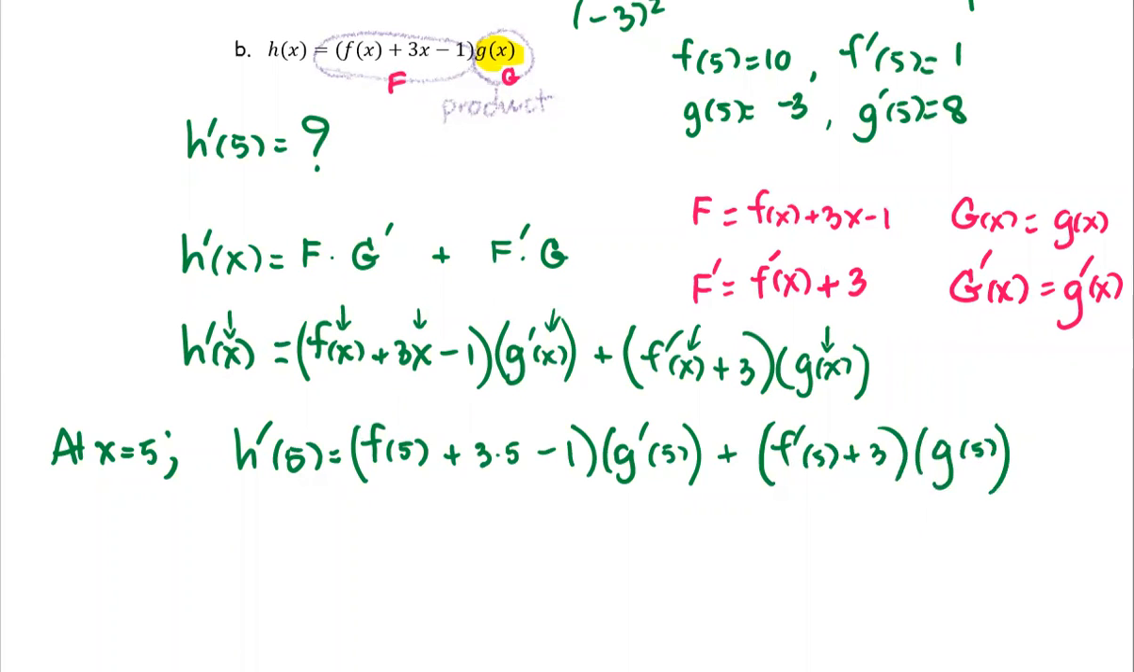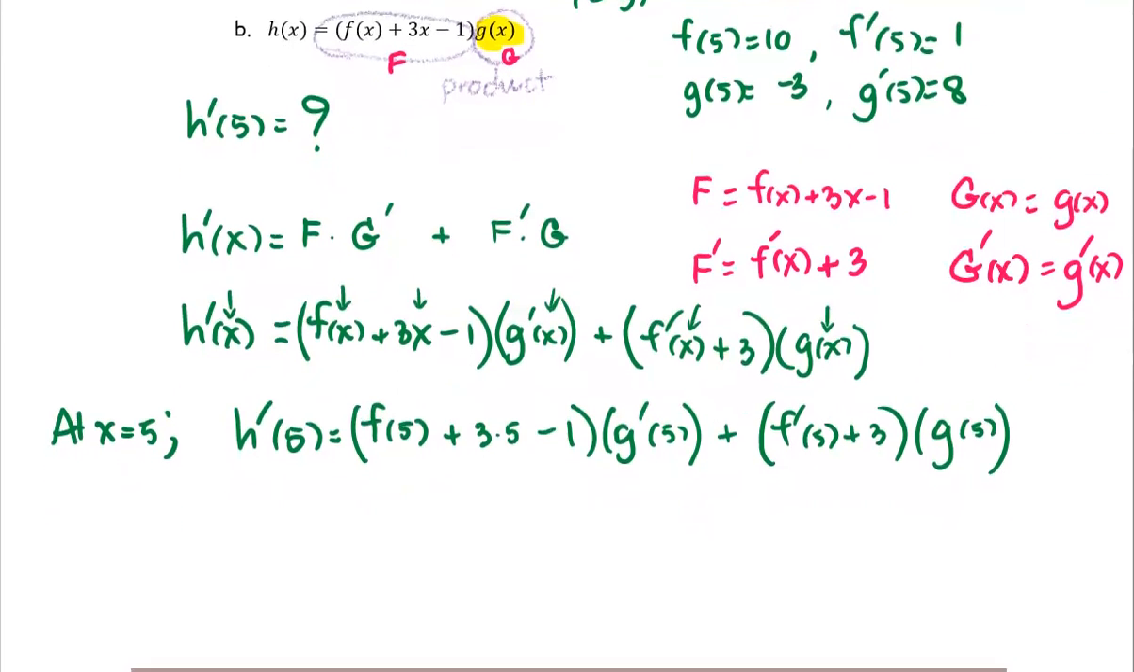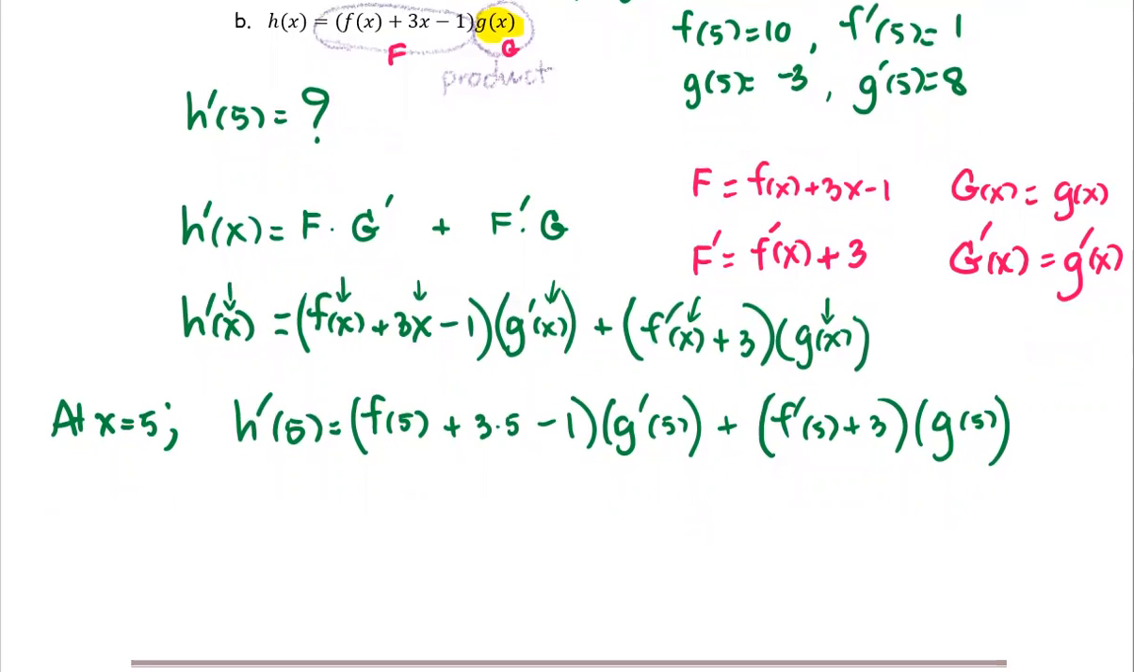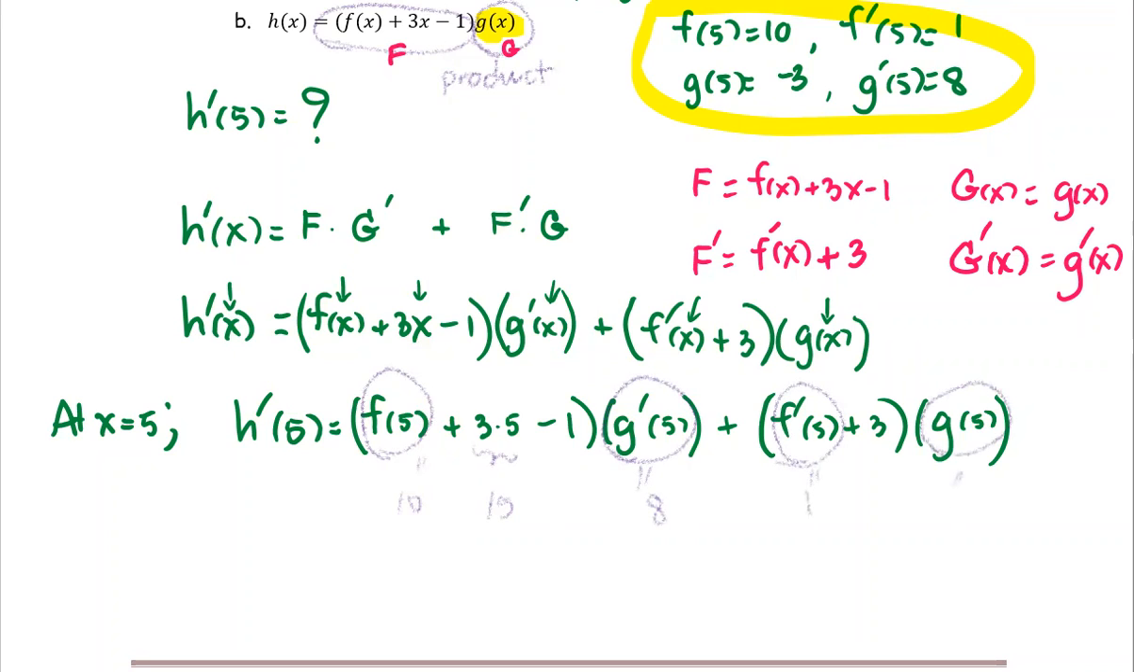Okay. And then after this step, you just go back and look at the numbers for each term that's given by the problem. So for the f at 5, this is 10. The 3 times 5, that's 15. The g prime at 5 is the value 8. F prime at 5 is 1. The g at 5 is negative 3.